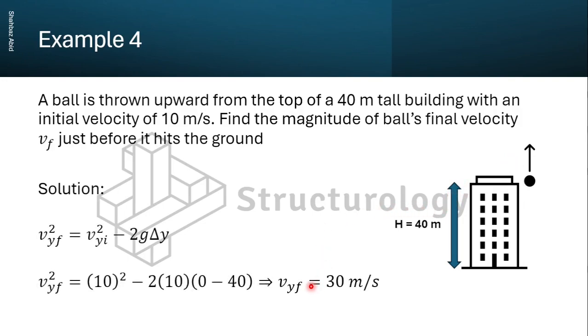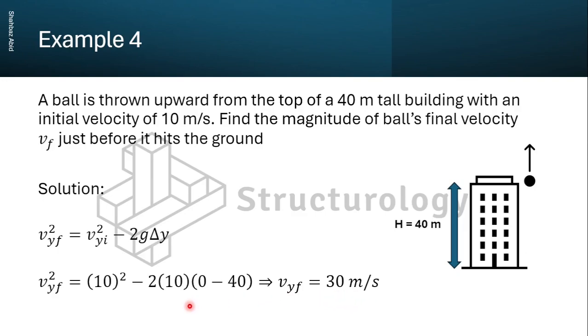So in this case we can use this equation of motion because this equation of motion does not have time as a variable. So we can use this as our equation of motion to solve this problem. The final velocity, which is unknown, squared is equal to the initial velocity squared minus 2 times 10 times the final position, which is going to be 0 because the origin is at the ground level, and the initial position was 40 meters. We are going to get the magnitude of the velocity equal to 30 meters per second.